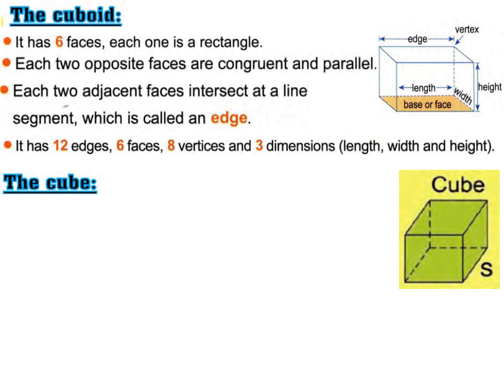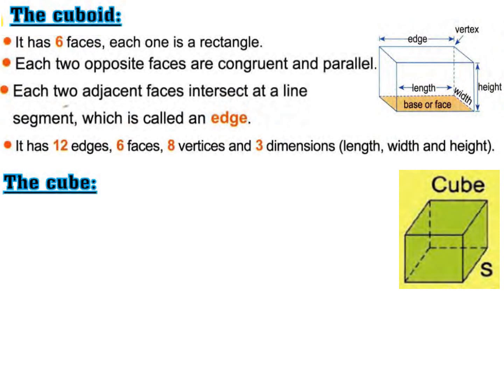Again, all faces of the cube are congruent. Each two opposite faces are parallel. Each two faces intersect at a line segment called an edge. All edges of this cube are equal in length. Again, the cube has 6 faces, each face in the shape of a square.